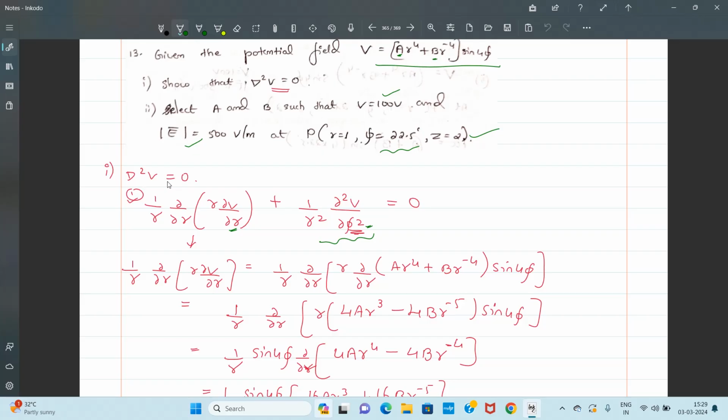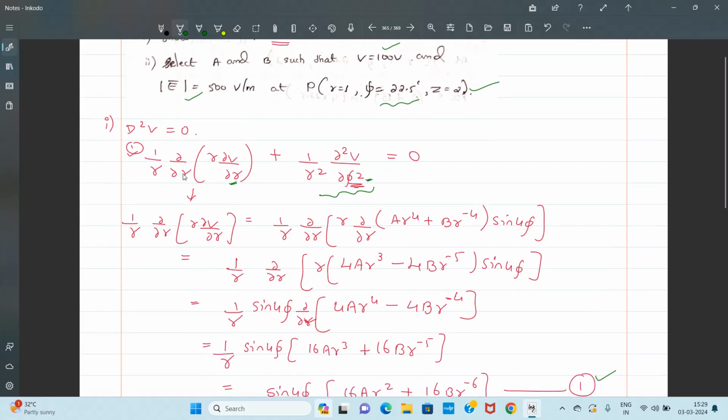Okay, so del square V, I'll start from here. And here you see R phi Z components, which means it is a cylindrical coordinate system. So in the cylindrical coordinate system, whatever is the Laplace equation, you can use that. But again, you can see in your equation, there is no Z component. So dou square V by dou Z square is not required here. It will become 0. Only use the R and the phi components.